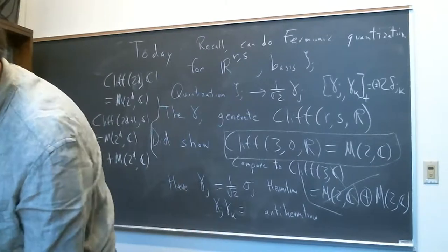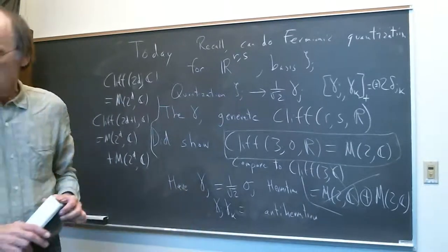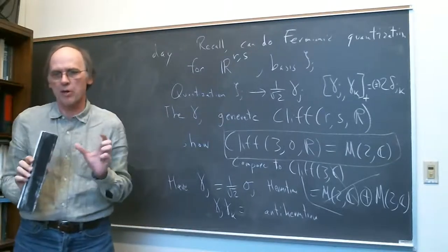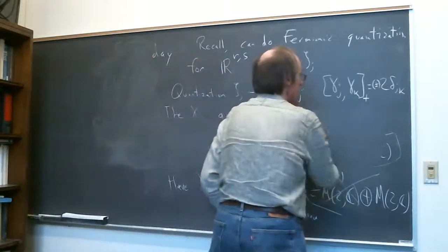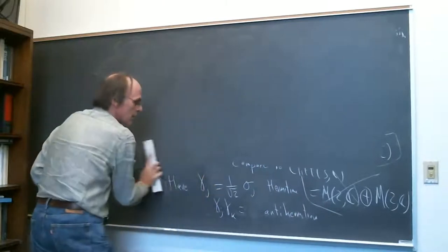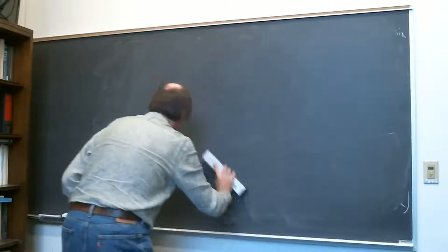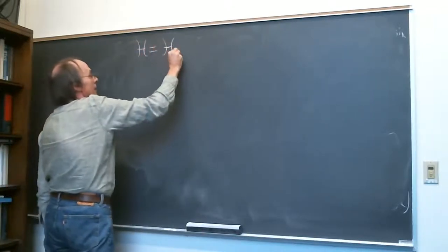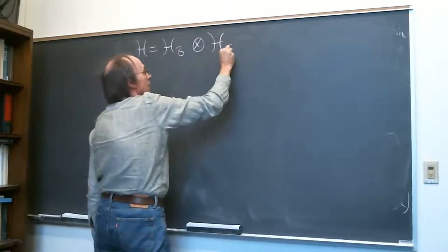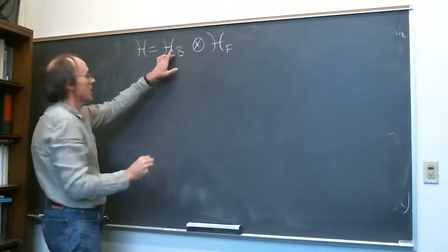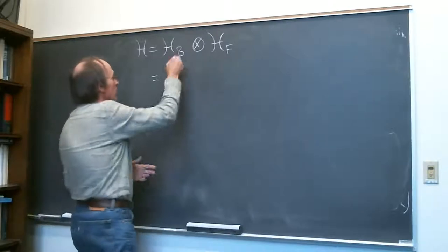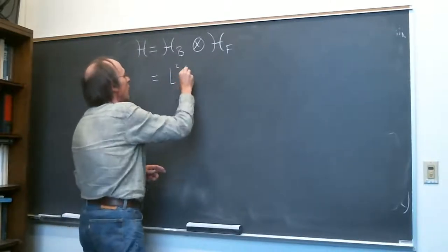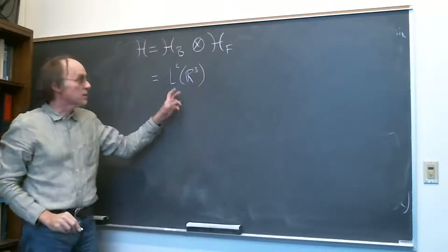So now go back. I'm going to do something just like I did when I was doing supersymmetric quantum mechanics last time. The bosonic quantization is just going to be H, the bosonic thing tensored with the fermionic thing, but in this case it's just the bosonic thing again. It's going to be just like what I did in supersymmetric quantum mechanics last time. I will think of it not using Bargmann-Fock, but using L2 of R3.